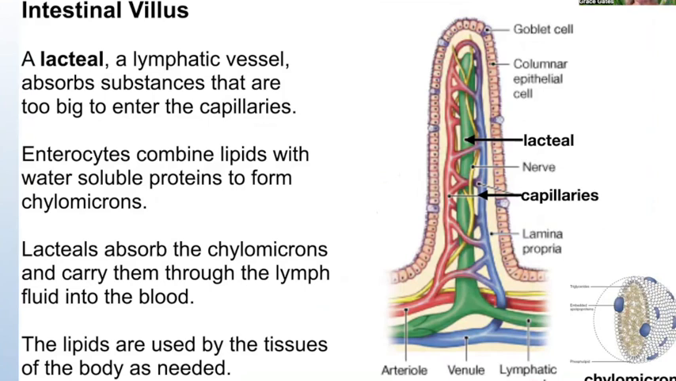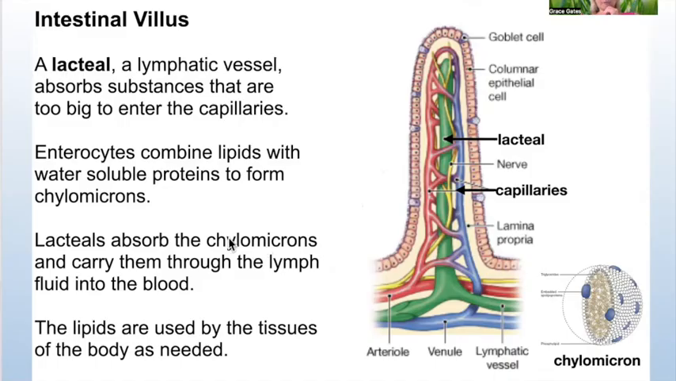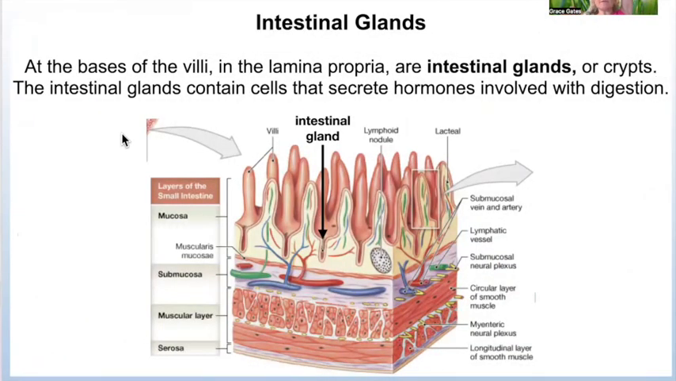Enterocytes combine lipids with water-soluble proteins to form little structures called chylomicrons. I have a picture of a chylomicron in the right lower corner over here. Lacteals absorb the chylomicrons and carry them through the lymph fluid into the blood. The lipids in the chylomicrons are used by the tissues of the body as needed as the chylomicrons circulate through the blood. At the bases of the villi, in the lamina propria, are intestinal glands or intestinal crypts.